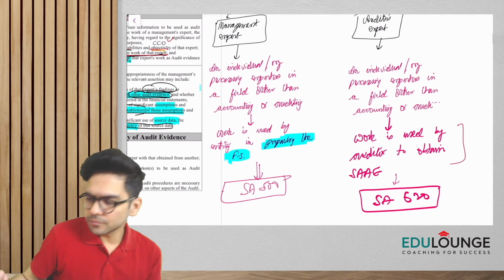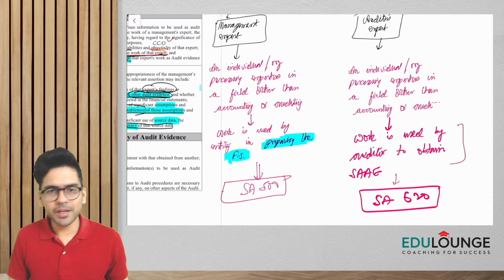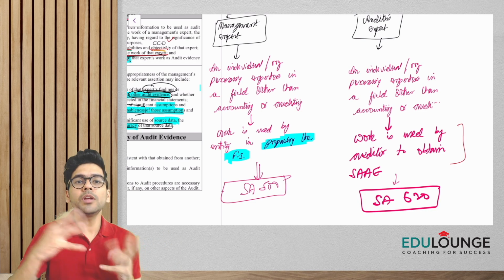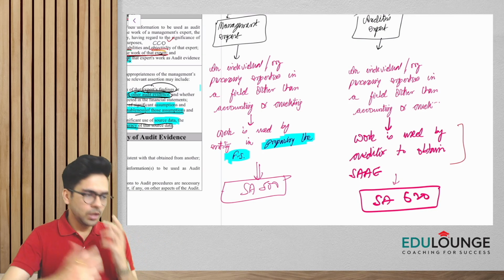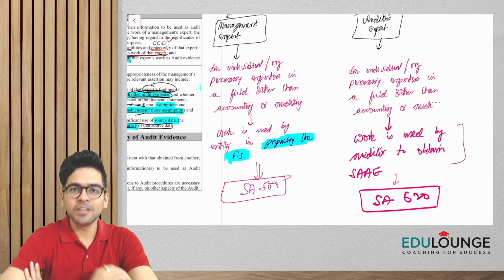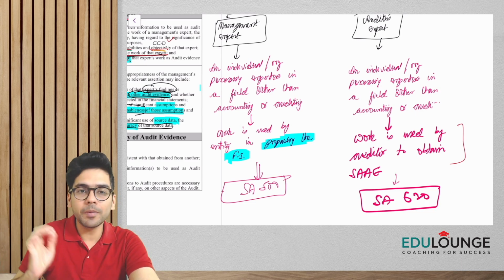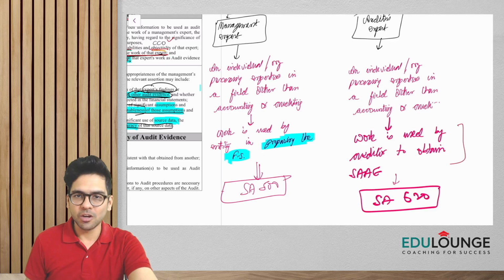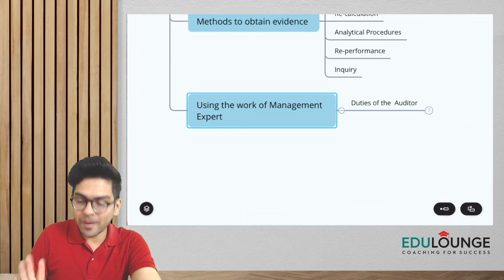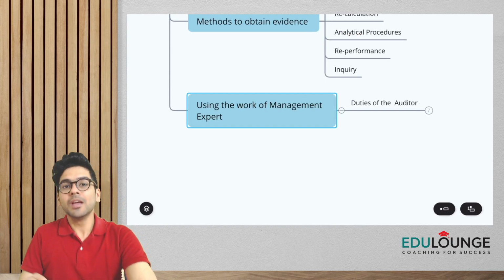Now, let's say my client has a jewelry business and he deals only in very expensive diamonds. So I don't know how to do the valuation of diamonds, and I might need the help of an expert there. So the expert is going to help me obtain sufficient and appropriate audit evidence. So guys, in SA 500 we are going to talk about management's experts only.